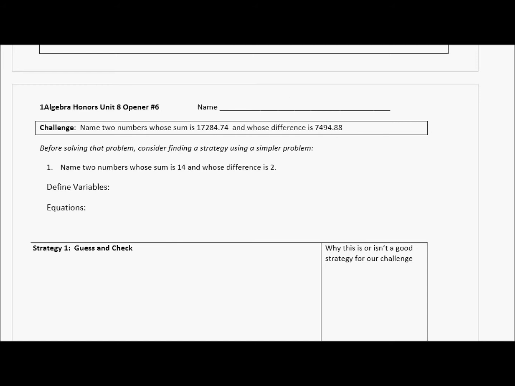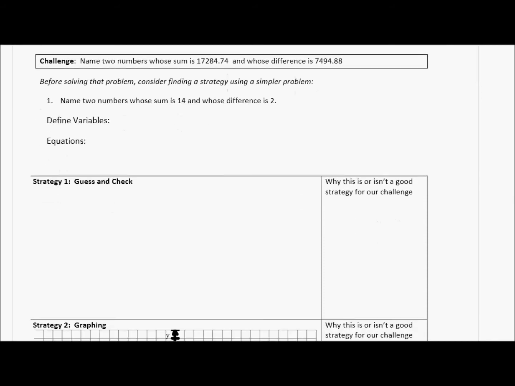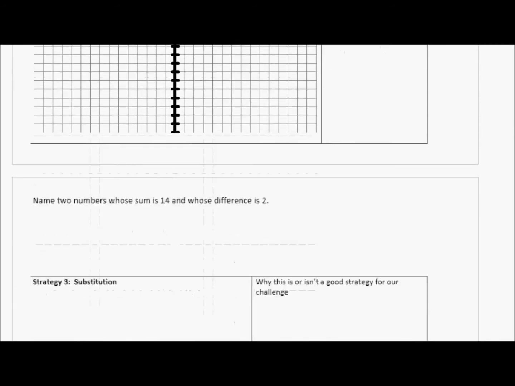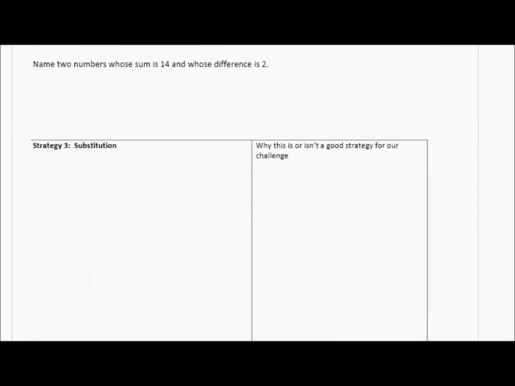The methods we're going to look at are guess and check, graphing, and then we're going to look at something called substitution, and something that we're going to call Y to Y substitution, which, as you might have guessed from the name, is really just a special case of substitution.